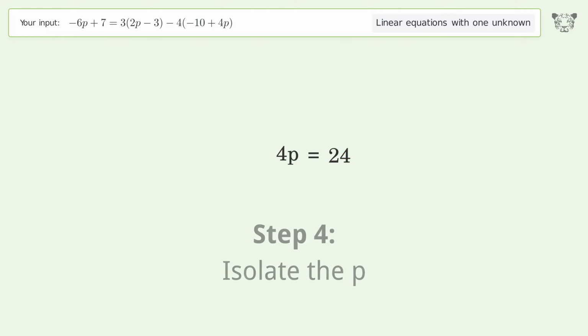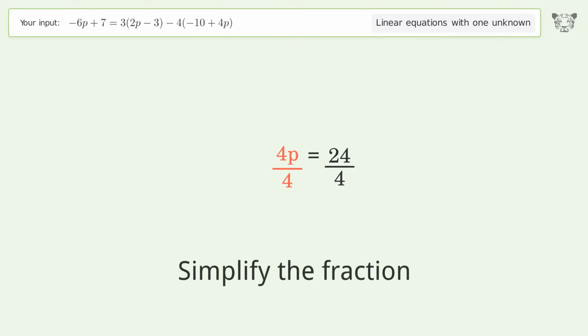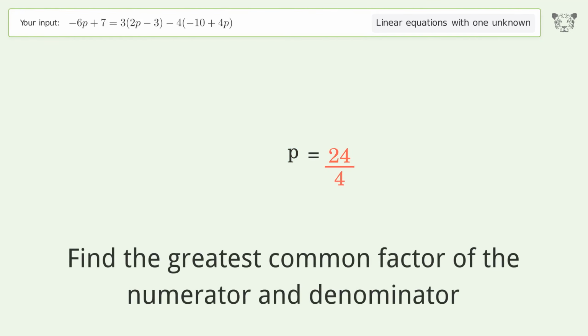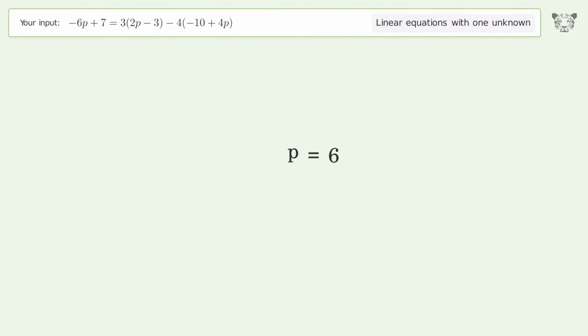Isolate the p. Divide both sides by 4. Simplify the fraction. Find the greatest common factor of the numerator and denominator. Factor out and cancel the greatest common factor. And so the final result is p equals 6.